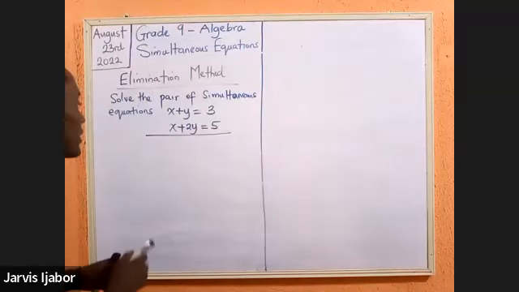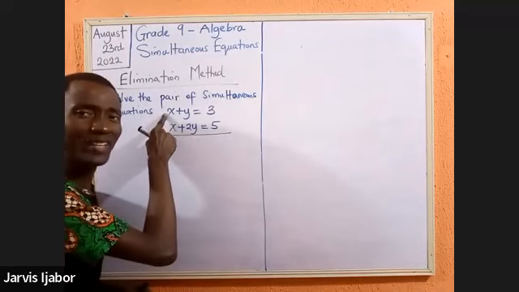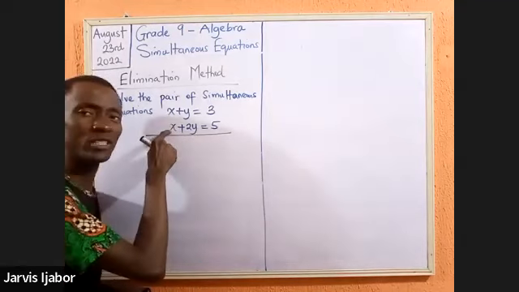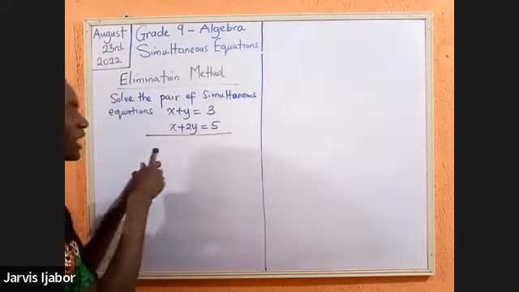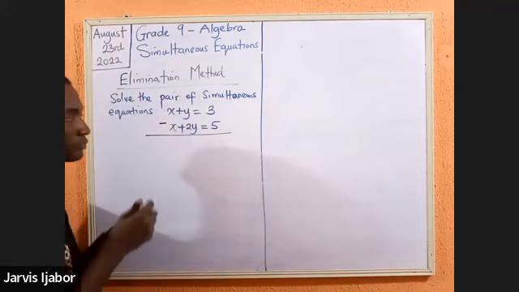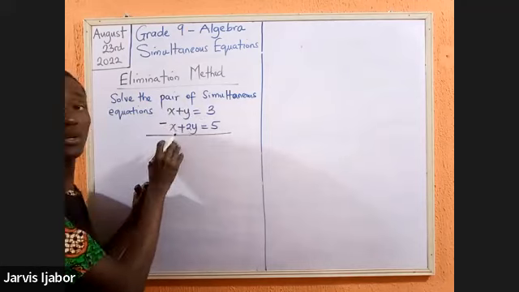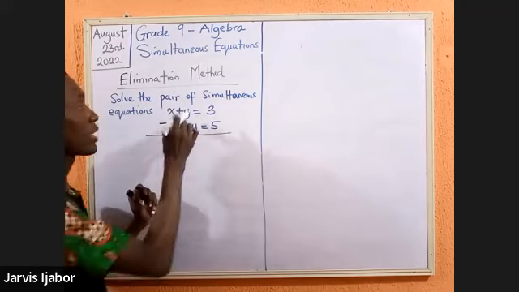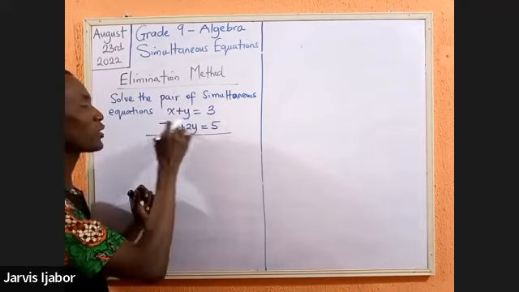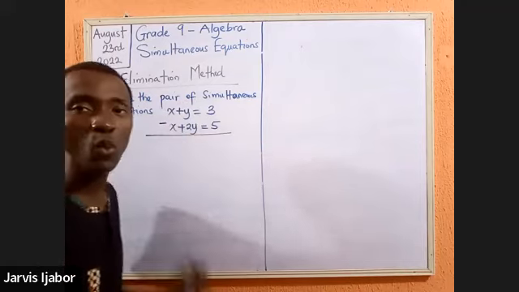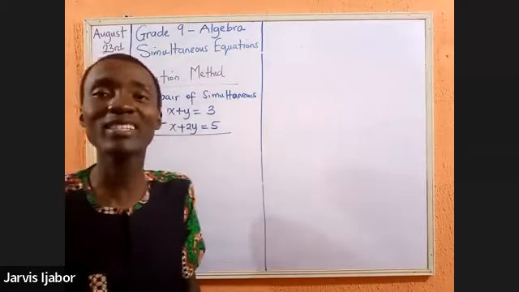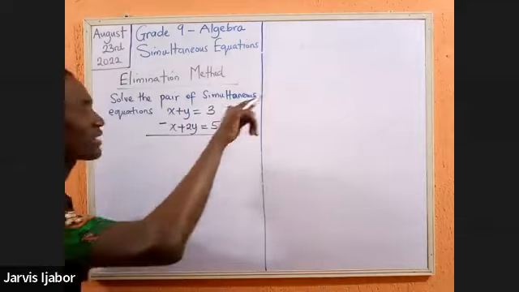So how do I eliminate? The sign of x here is positive. So I will eliminate by subtraction. And if I subtract, x minus x will give me 0. So I don't need that. y minus 2y will give me negative 2y. Now, because I got negative 2y, I can now do backwards.